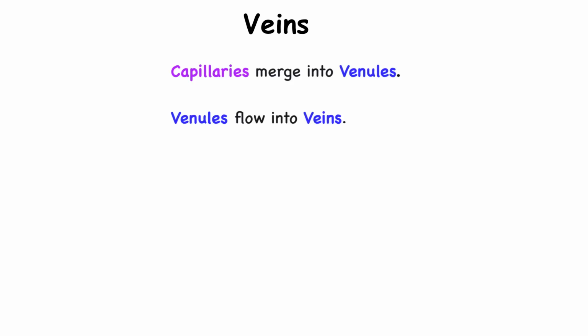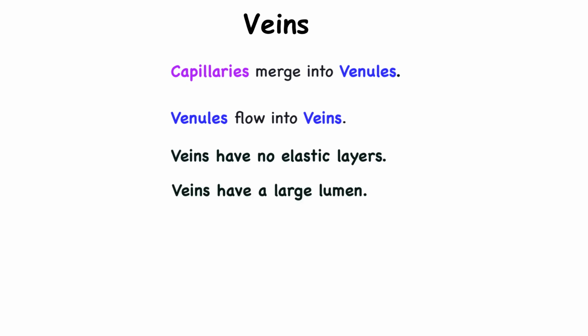Now, veins are unique in that they have no elastic layers. They have a very large lumen. The lumen is going to be larger than the lumen that we see in arteries. Arteries have a lot of pressure. They have to be able to push that blood throughout the body. The veins, on the other hand, are going to just be moving that blood back to the heart, so they have a larger lumen. They also have valves.